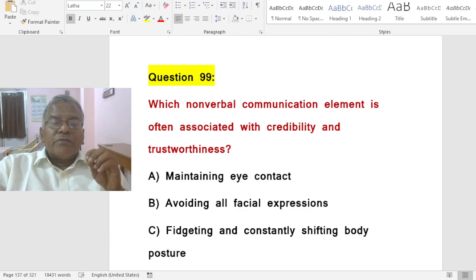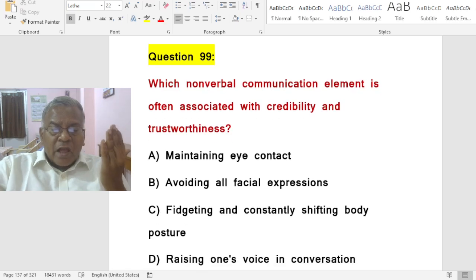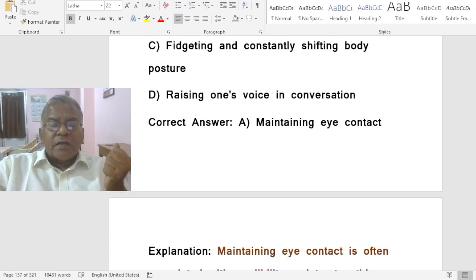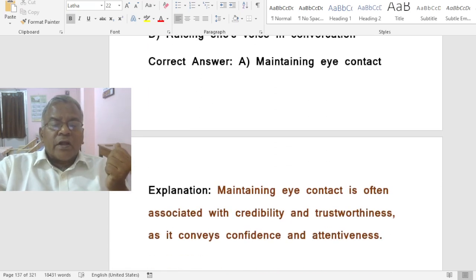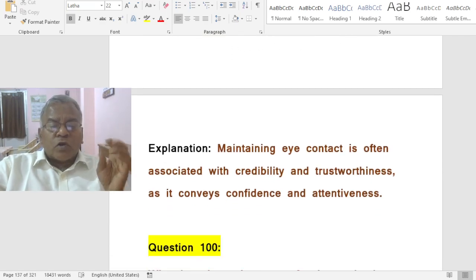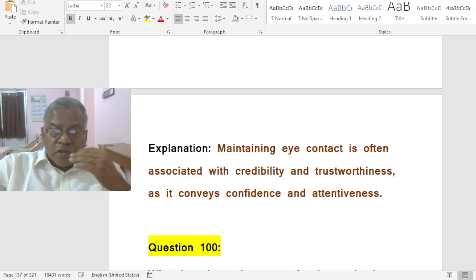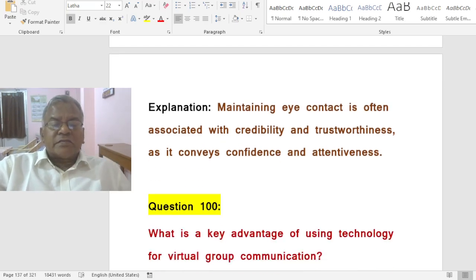So, which non-verbal communication element is often associated with credibility and trustworthiness? That is, maintaining eye contact. Maintaining eye contact is often associated with credibility and trustworthiness as it conveys confidence and attentiveness.